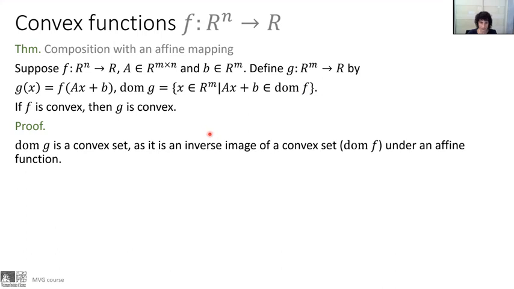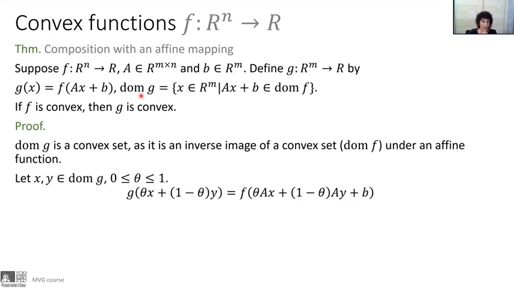Okay? Why is this true? First of all, why is the domain of g convex? It's written here, but we understand it. Because of the property that we had before, the domain of g is a convex set because it's an inverse image of a convex set under an affine mapping. I mean that the domain of f is convex. Here we have an affine mapping, and therefore the resulting inverse image is also a convex set. So first of all, we see that the domain of the new function is convex.